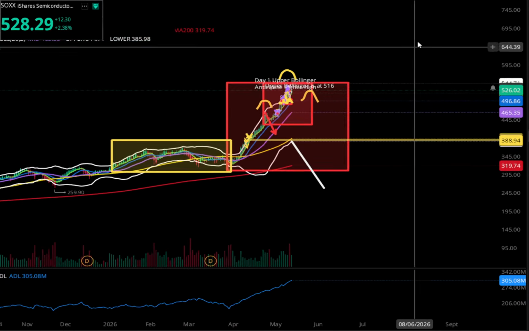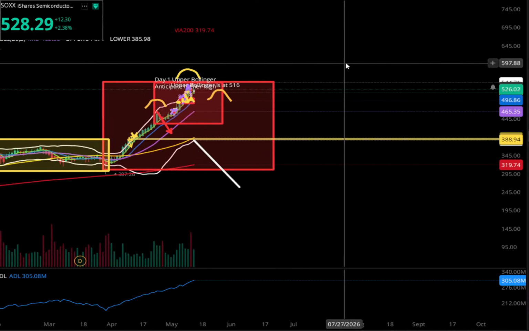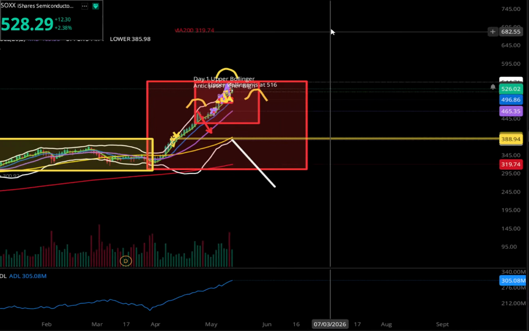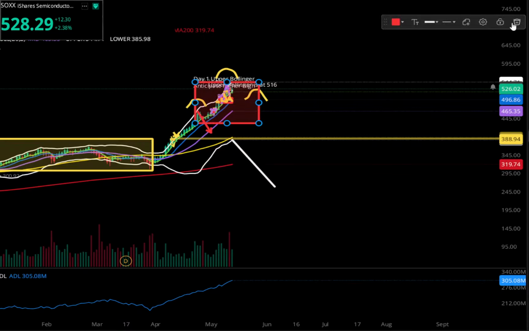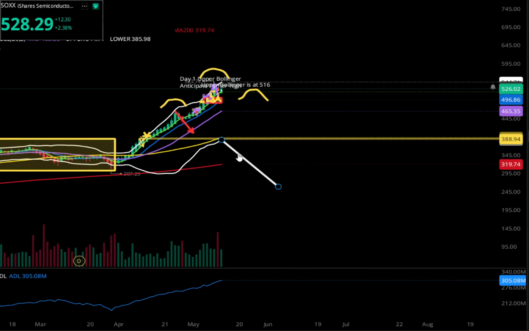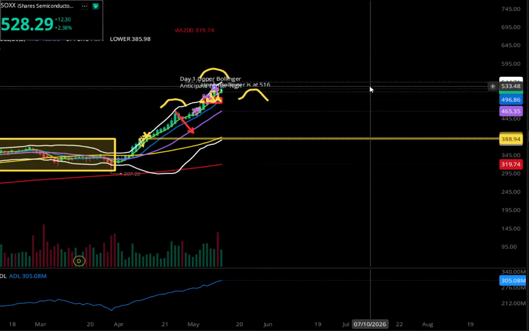And from heading downward, that would start creating a pretty large sell-off within the market. So that would correlate very likely to continued selling within August, potentially continued selling within September.